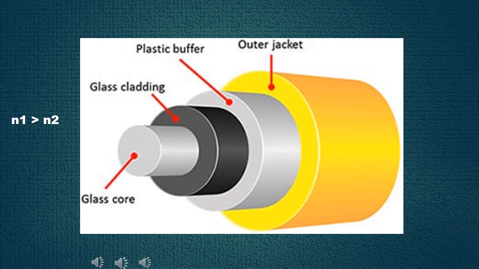The most important specification to note here is that for an optical fiber cable, the refractive index of the core region will always be greater than that of the cladding region. Both will be made out of dielectric materials, but the refractive index of the core, let it be N1, will always be greater than N2, which is the refractive index of the cladding.